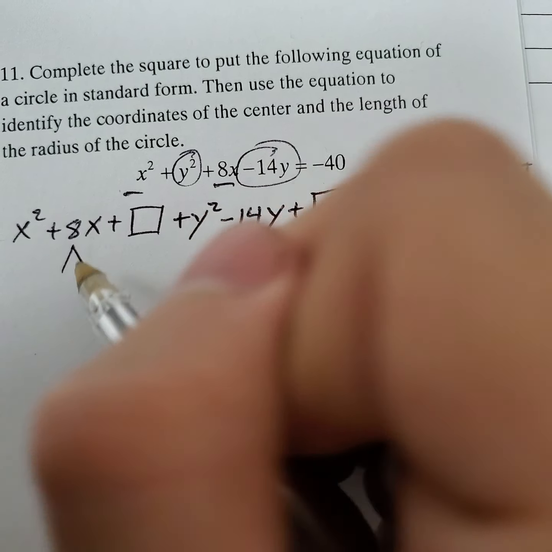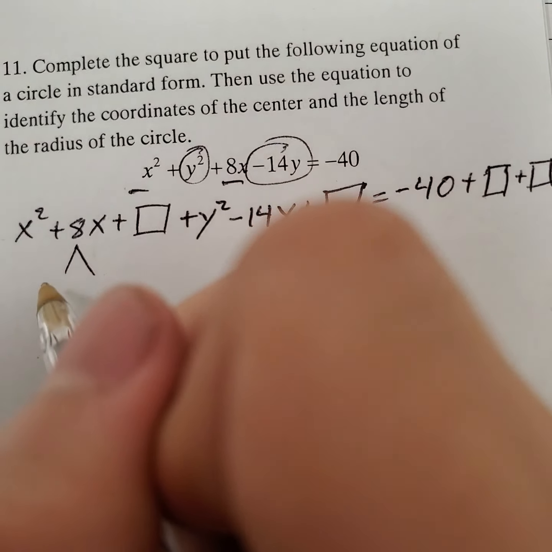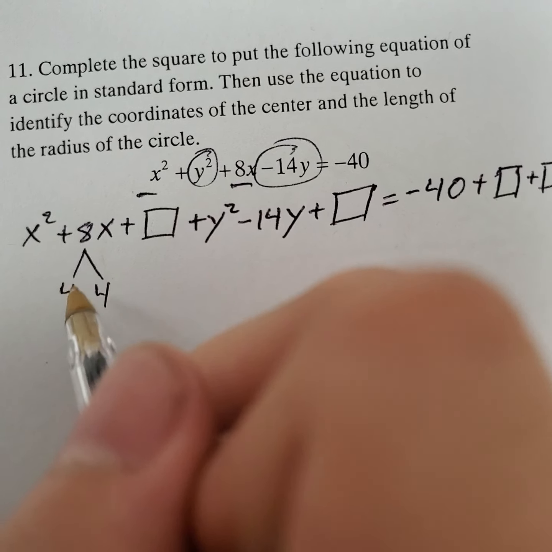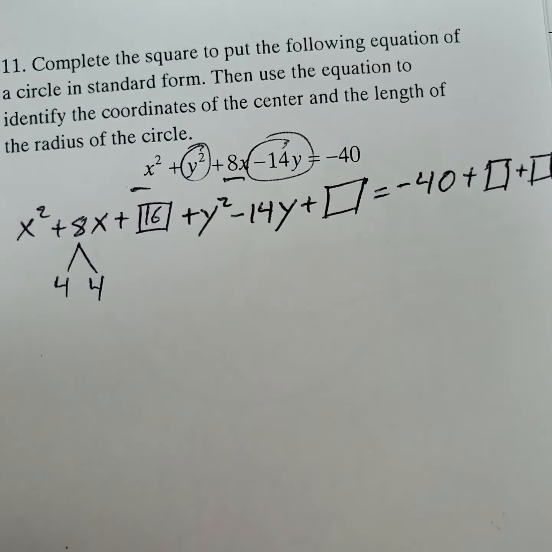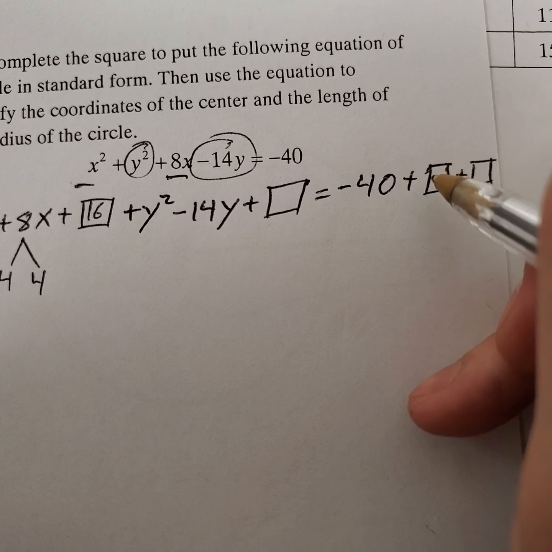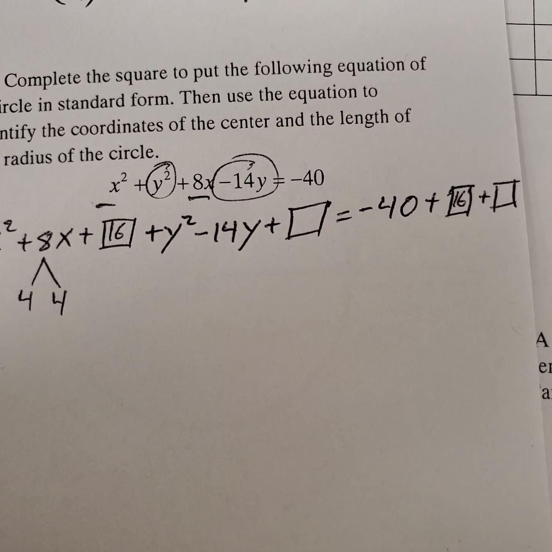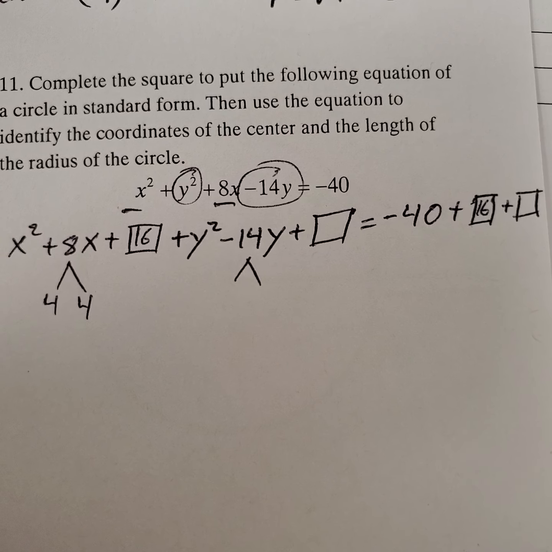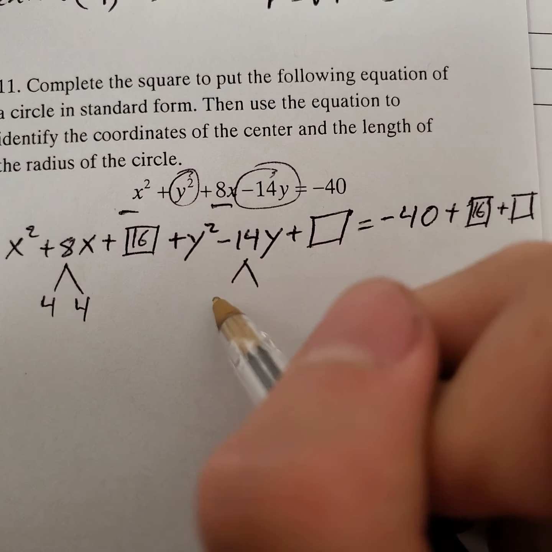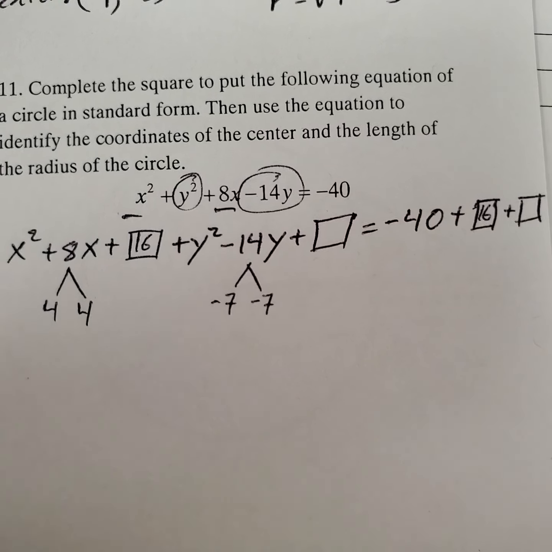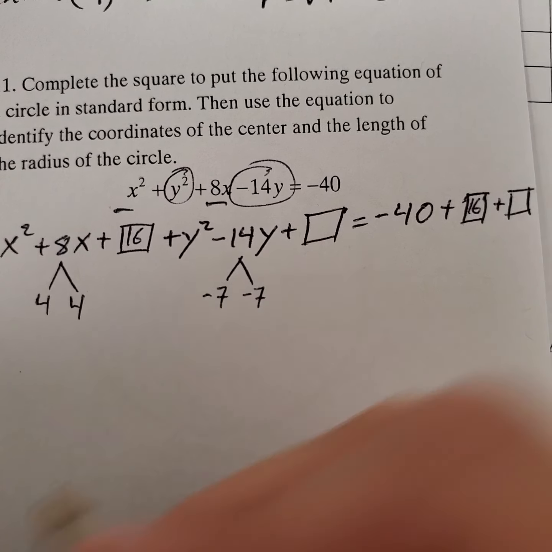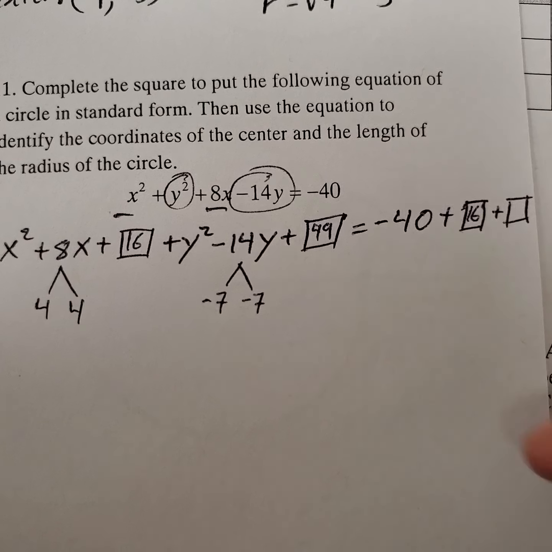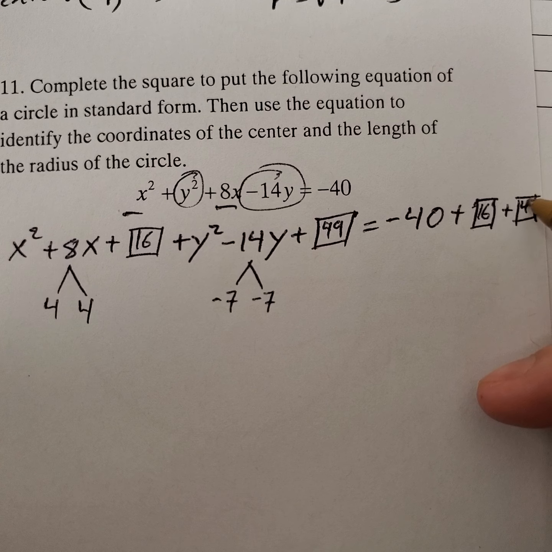So this number here, the 8, two identical numbers that add up to 8, that'll be 4, and 4 plus 4 is 8. This number here will be 4 times 4, 16. That means over here I should also have a 16. Now this one, the middle number again, two identical numbers that add up to negative 14. That'll be negative 7 and negative 7. Negative 7 times negative 7 is positive 49. So this number will be positive 49. That means over here need to have positive 49.